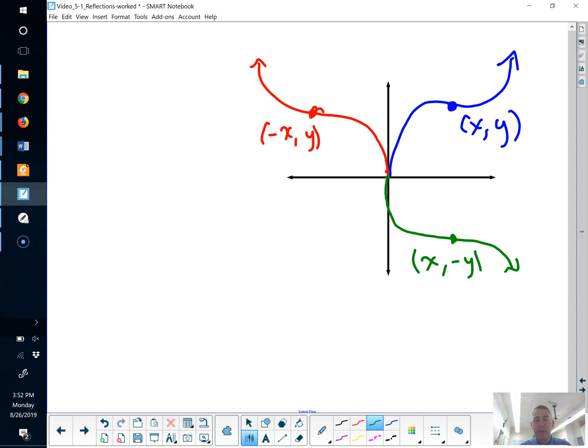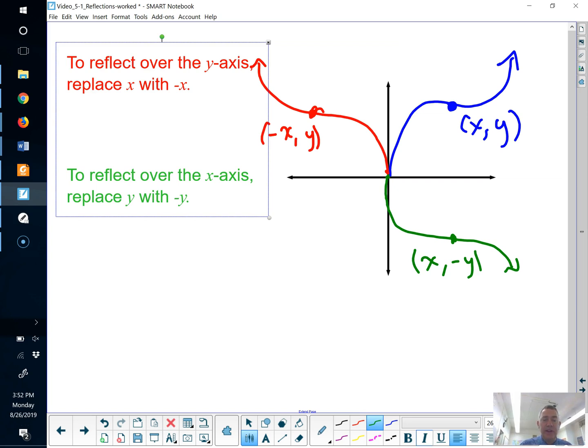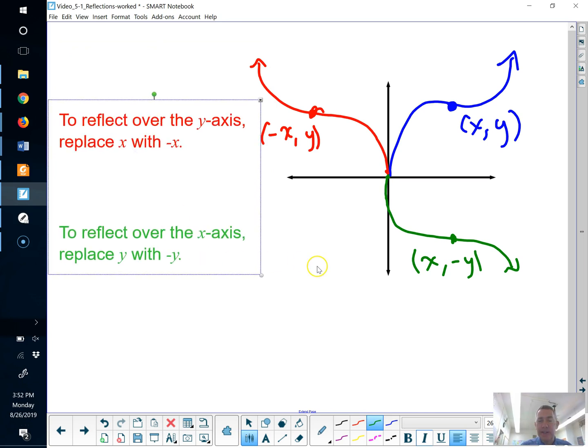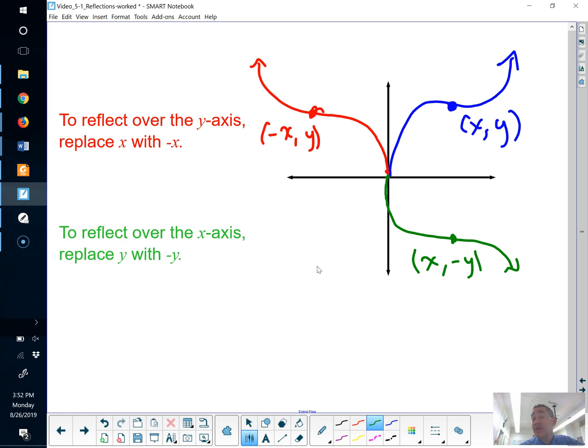So as a quick summary, if you want to reflect over the y-axis, like in red, you replace x with negative x. To reflect over the x-axis, you replace y with the opposite of y.